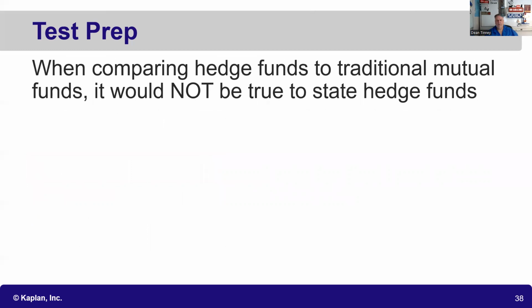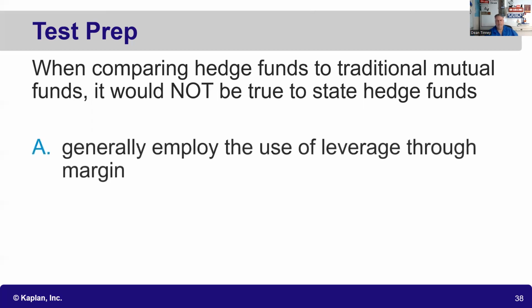When comparing hedge funds to traditional mutual funds, the whole point of setting up a hedge fund is to avoid the Investment Company Act of 1940. We lose traditional mutual fund managers who leave and start hedge funds so they can do all kinds of crazy things that they cannot do when managing money that has to comply with the Investment Company Act of 1940. Generally employ the use of leverage through margin. Yeah, traditional mutual funds do not do that. Hedge funds certainly do.